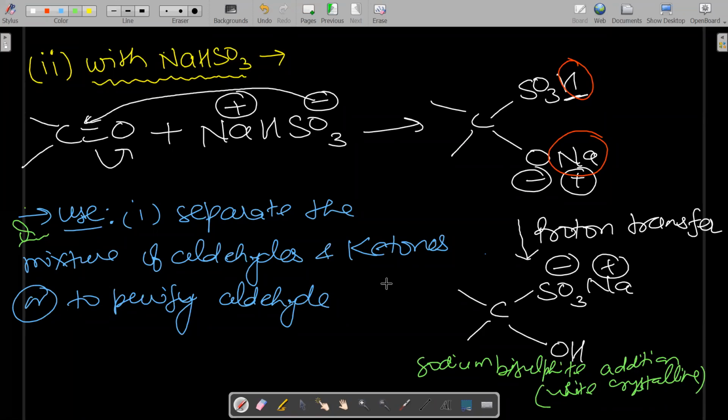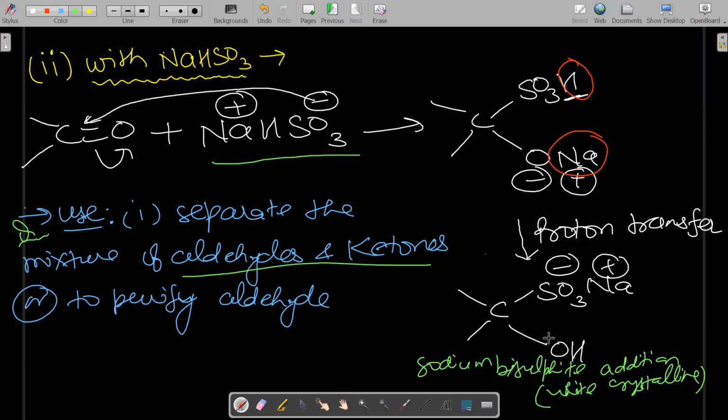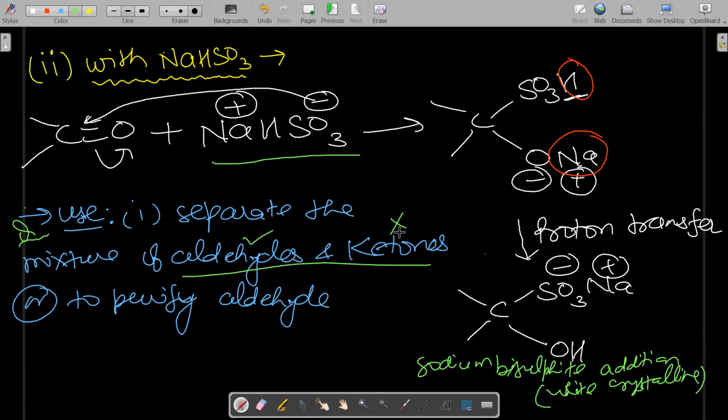But for which one is it formed? For aldehyde. So how can we separate? Suppose you have a mixture of aldehyde and ketone in a container, and in this container you are adding sodium bisulfite. You are getting this product, but you'll get the product of only aldehydes. This white crystal will be obtained of aldehyde, not of ketone.